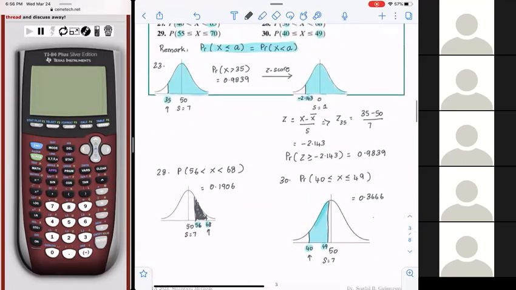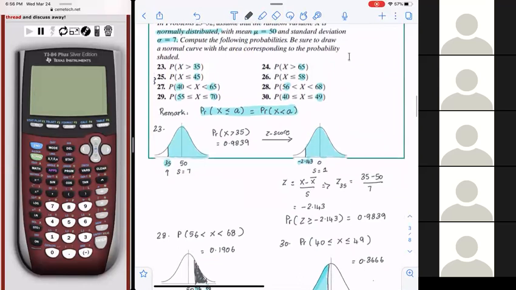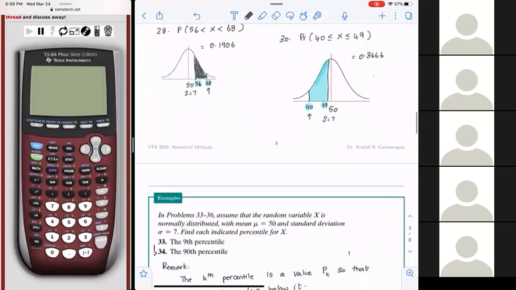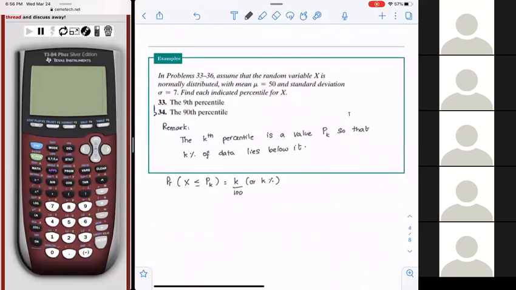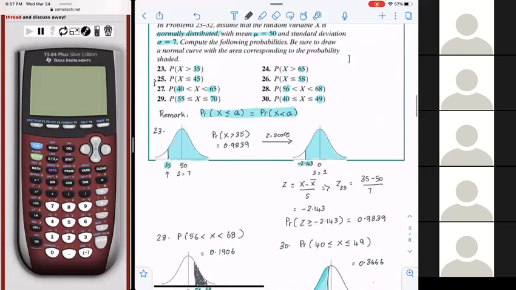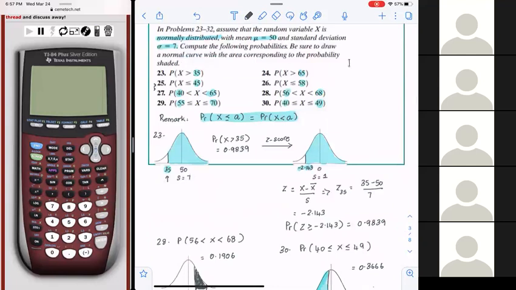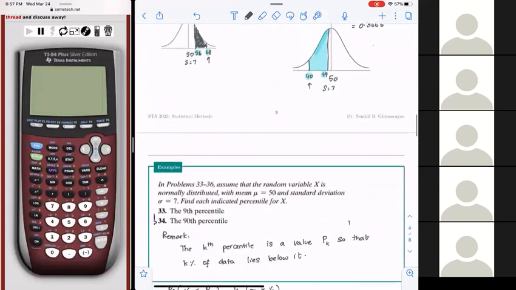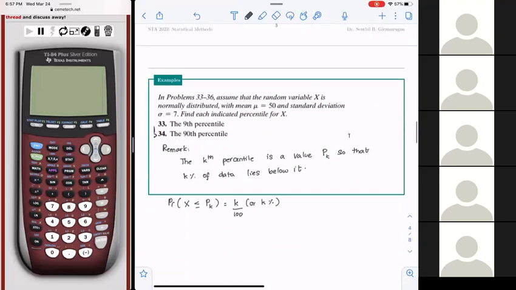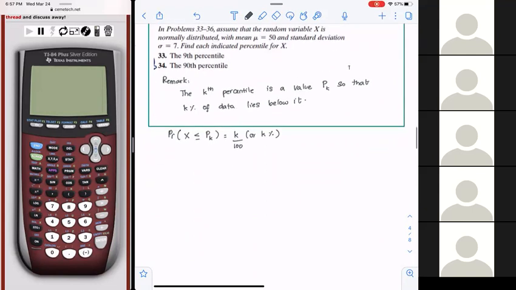Again, if you go back and refer to the previous problem, number 25 over there, we have the probability x less than or equal to 45. So here, P sub k in comparison to that problem would simply be 45. So we have to find a number so that the area below the number is equal to k%. So let's start with number 33.